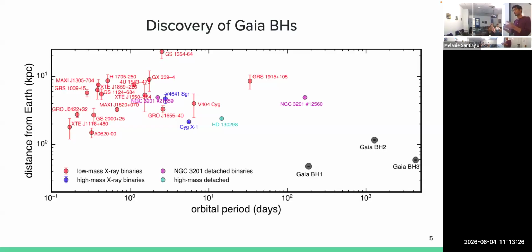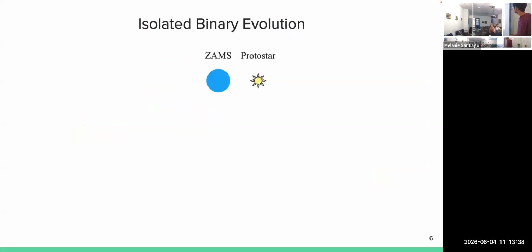And the closer the binary is to us, again, the larger the signal of the star moving around the black hole. But if you're a theorist, finding black holes here is very surprising. And I'll go over why that is now. So the picture we have to think about now, let's just take a binary that's isolated, evolving in isolation, and see whether we can produce a system like the one we are seeing.